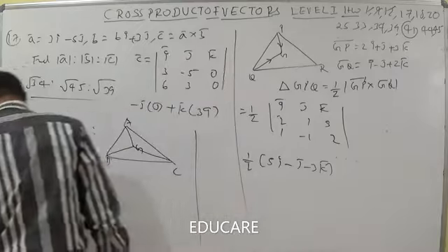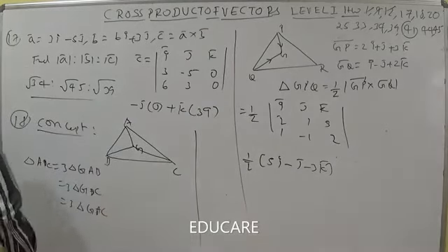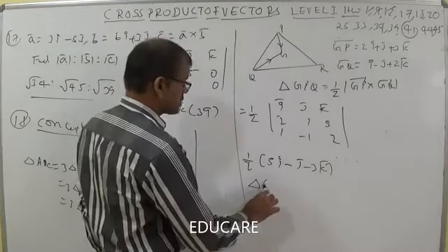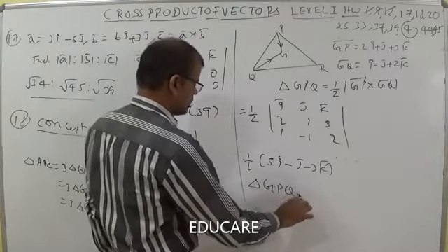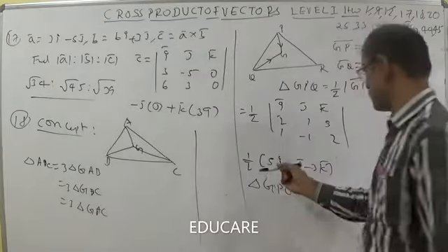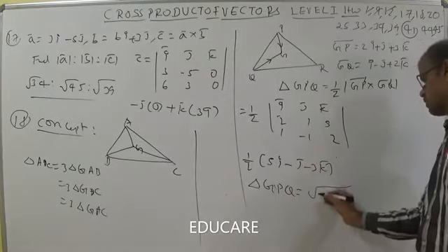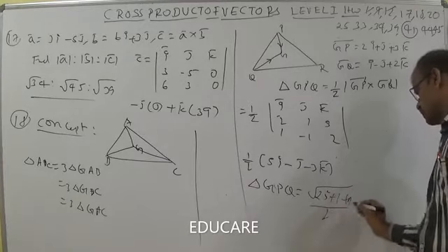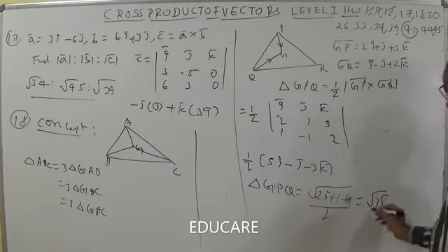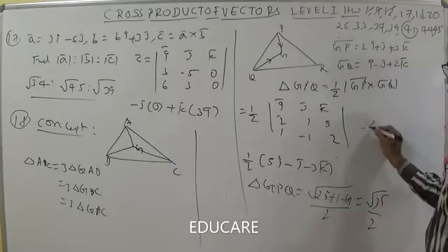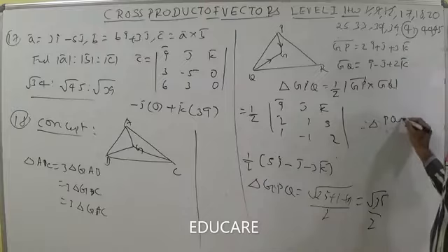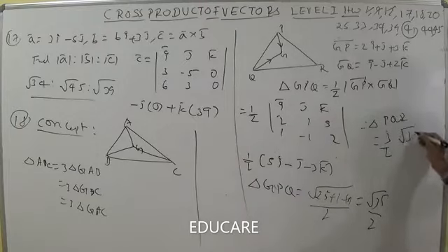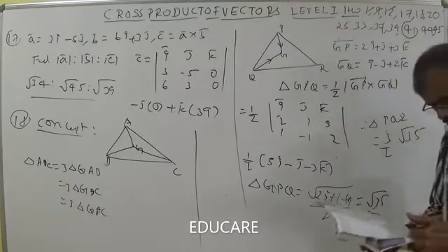Whether they give magnitude of area or vector area, here magnitude of area is given. So I am discussing triangle GPQ. The magnitude of the area of triangle GPQ is root of (25 plus 1 plus 9) whole by 2, that is root 35 by 2. Therefore, triangle PQR is 3 times that, so 3 by 2 into root 35. That's all.